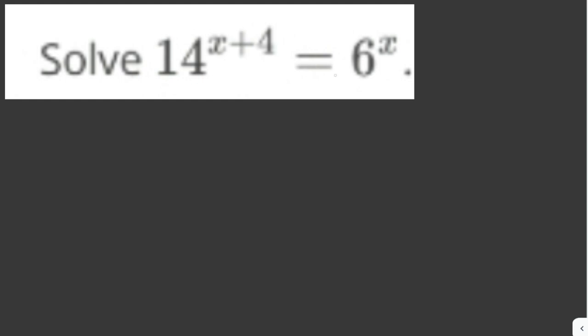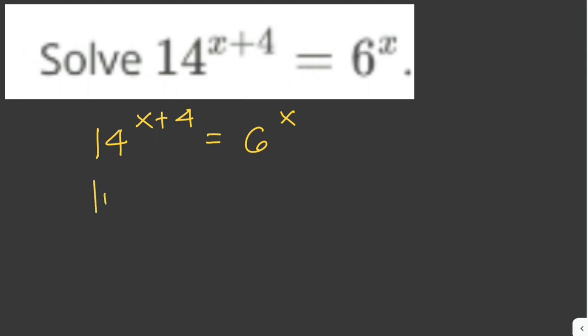Solve 14 to the x plus 4 equals 6 to the x. Okay, in this case, the two sides don't have the same base, and we cannot reduce 14 and 6 for the two sides to have the same base, even though both numbers are divisible by 2. So in this case, we just have to use the natural logarithm and then use the properties of natural logarithm.